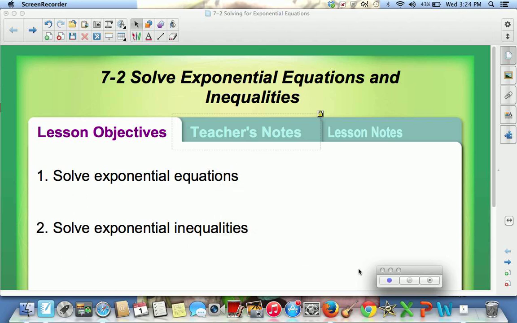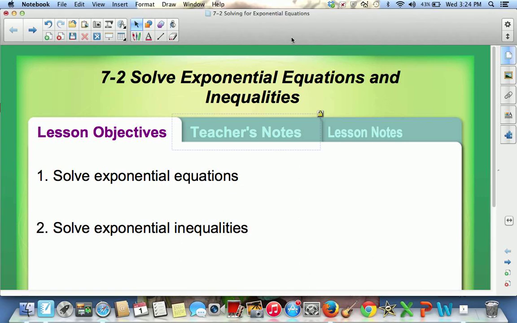Hello, Algebra 2 students. We are going to do 7-2, exponential equations and inequalities. We're going to solve equations and inequalities with exponents in them, with the variables in the exponents.